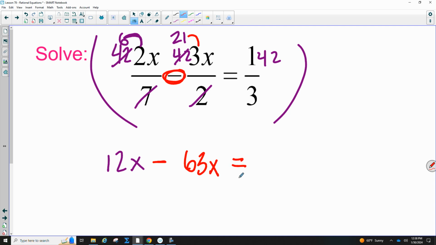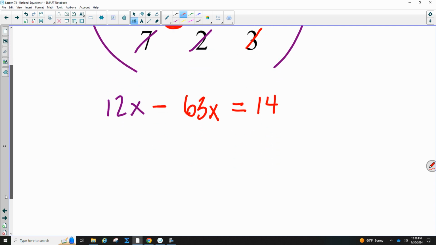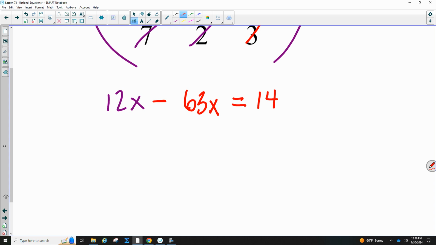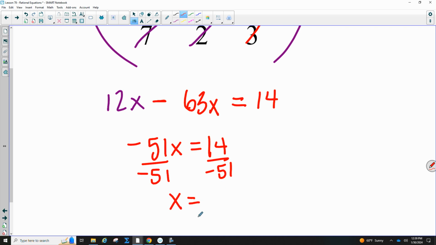And then how many times does 3 go into 42? 14. And we multiply by 1. All right, which is just 14. All right, 12 minus 63 is negative 51x. And then I would divide by negative 51 right here. And that does reduce. I believe 7 goes into 51. No, it does not. Does that reduce? I don't think it does. So this is just 14 over 51. The negative can go on the top or the bottom.